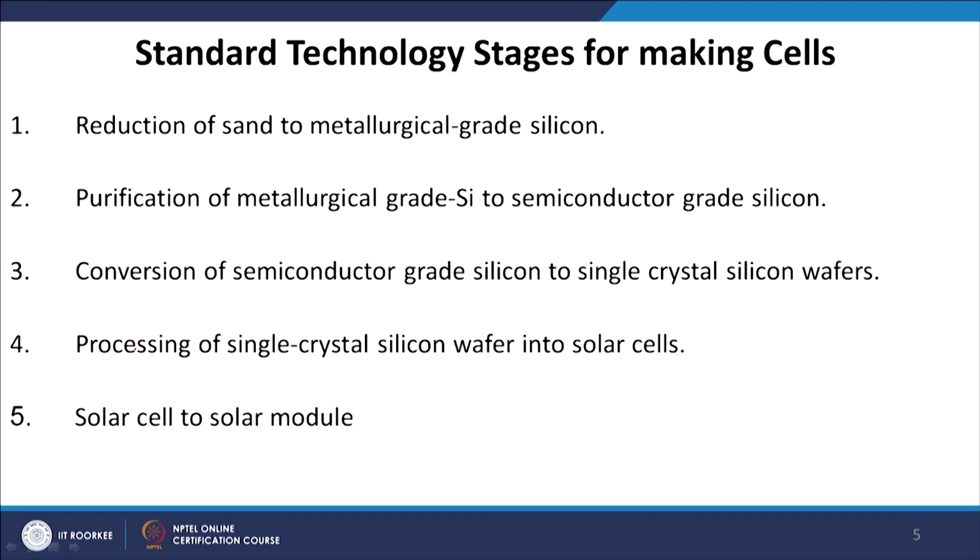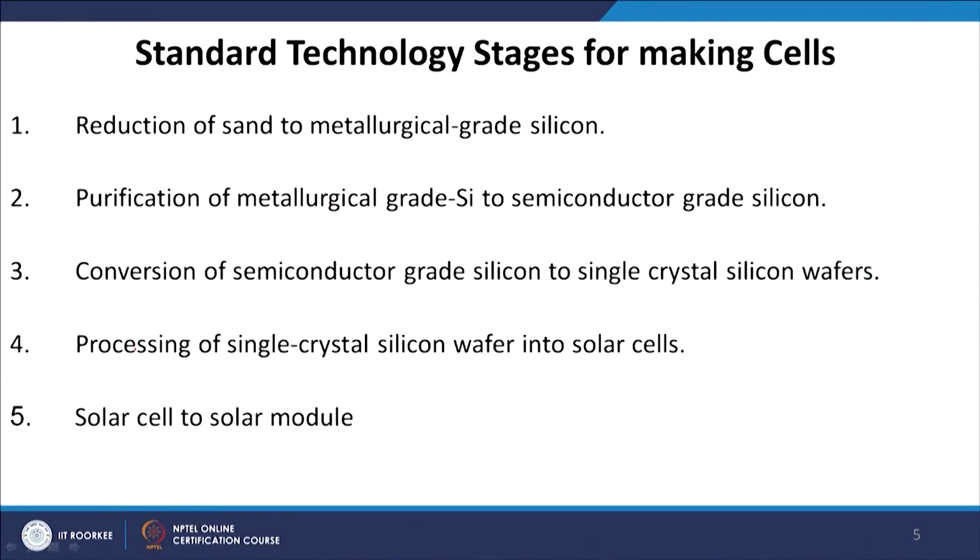Now, the third process is the conversion of the semiconductor grade silicon to single crystal silicon wafers. Once we get a semiconductor grade silicon, we take that to make a single crystal silicon wafer. Then the fourth stage is the processing of single crystal silicon wafer into silicon solar cells. These silicon wafers are then assembled to make a silicon solar cell. And finally, when we have too many solar cells, we arrange them in series or in parallel to make a solar module, which we use in our practical life. Now, we will learn each of these steps one by one.